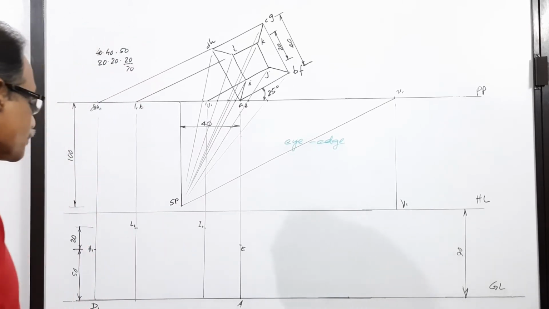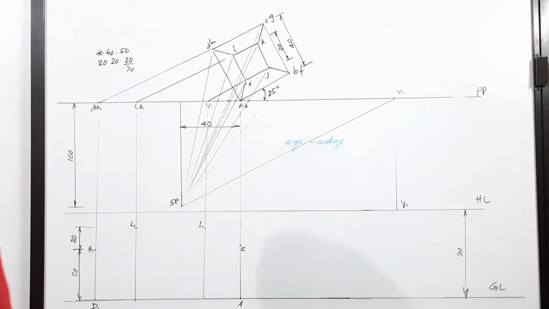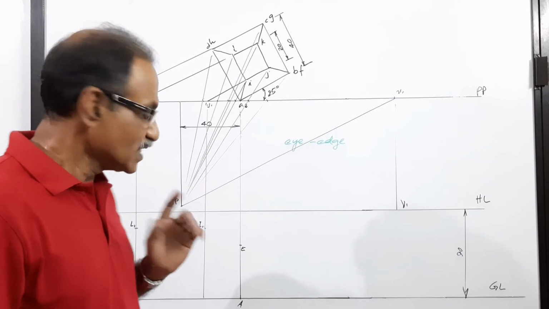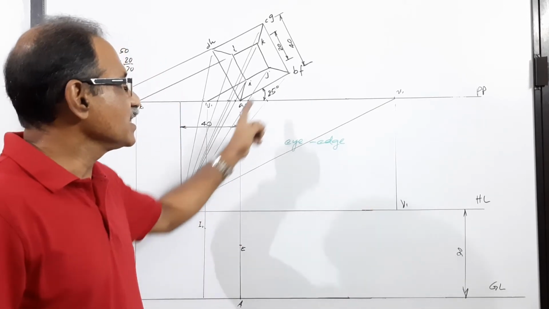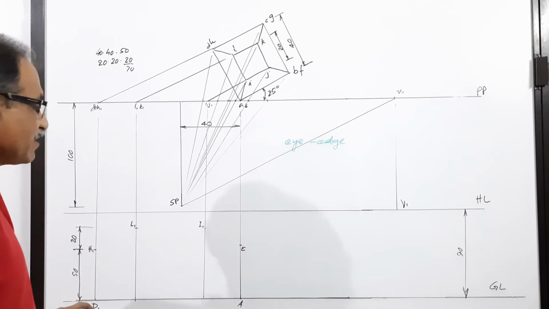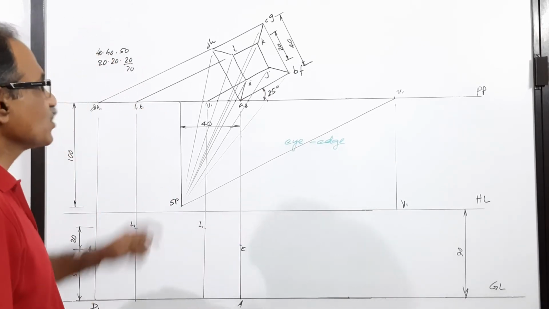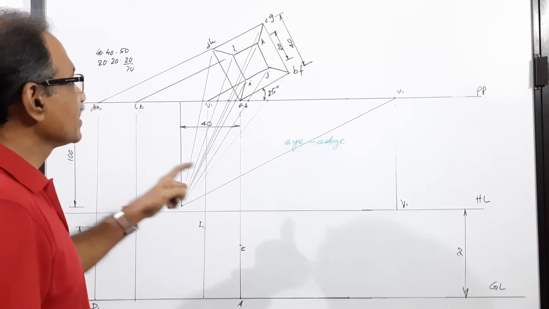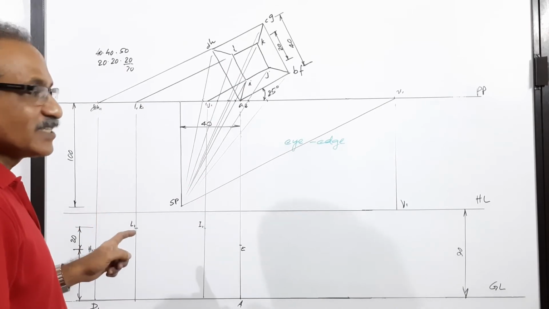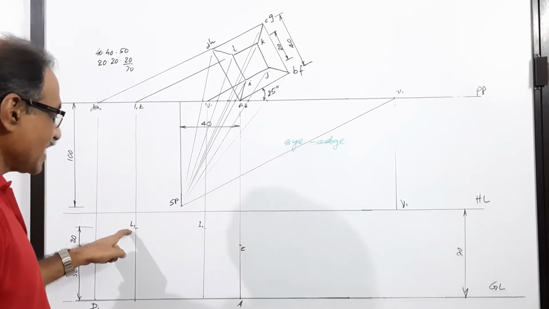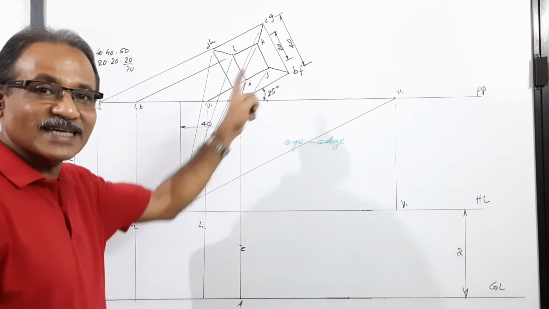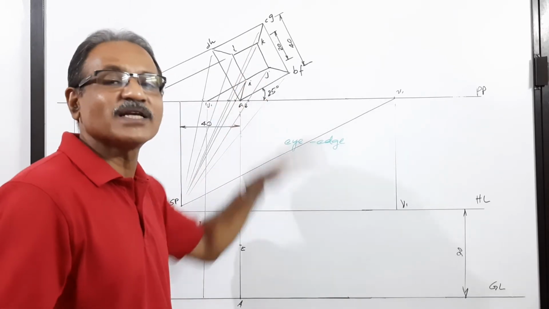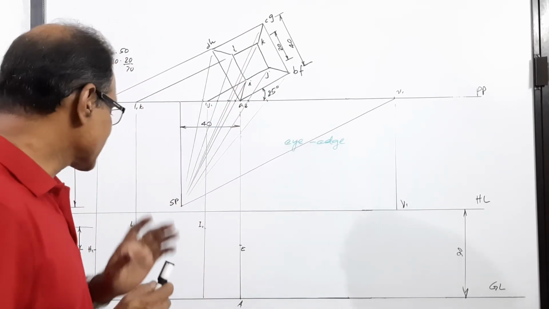Agreed? Now, if you connect A to B1, it will contain B. If you connect E to V1, it will contain F. If you connect D1 to V1, it will contain D as well as C. If you connect H1 to V1, it will contain H as well as G. If you connect L1 to V1, it will contain L as well as K. If you connect I1 to V1, it will contain I and J. Where are they? They are on the respective intercepts. Agreed? Let us connect them.